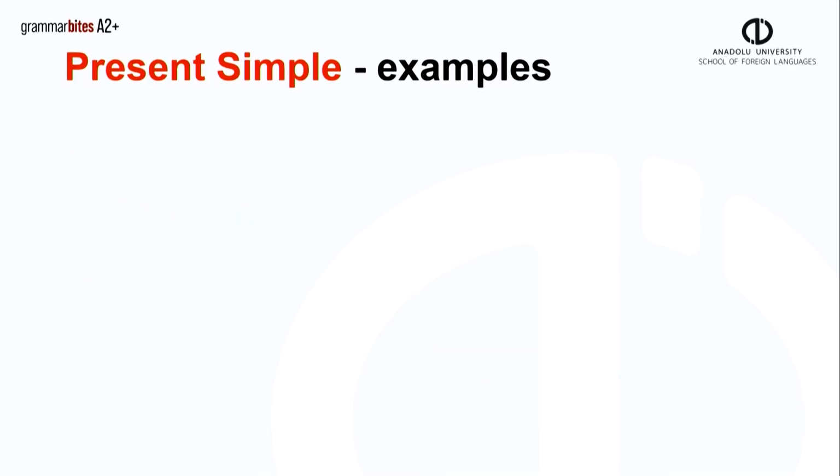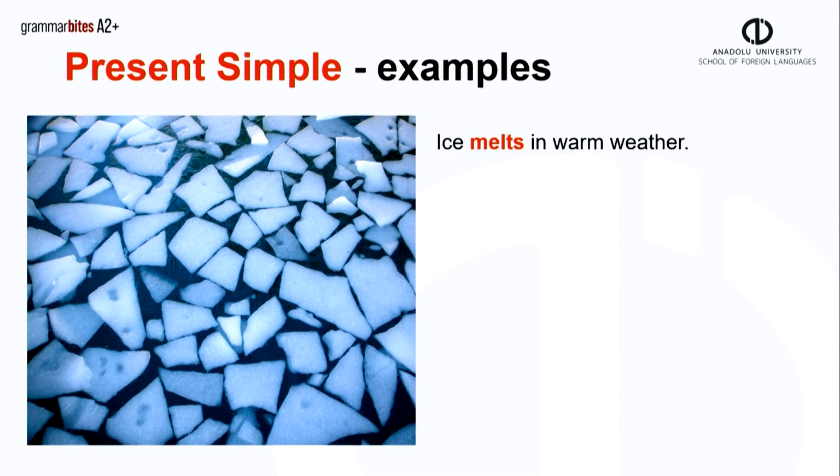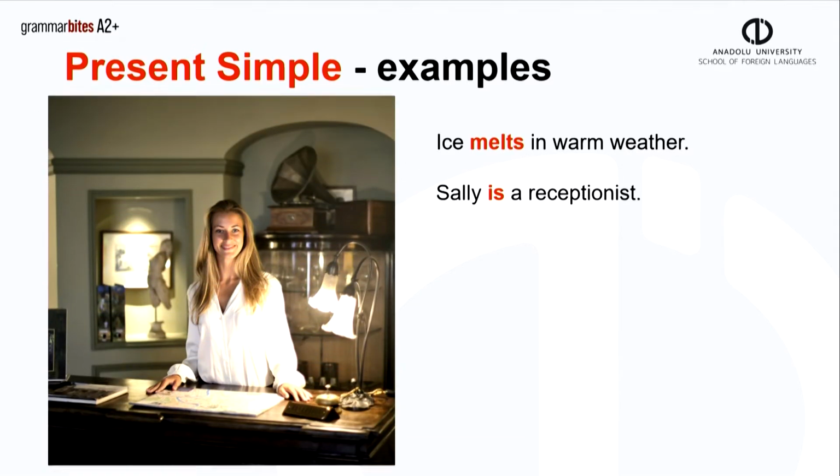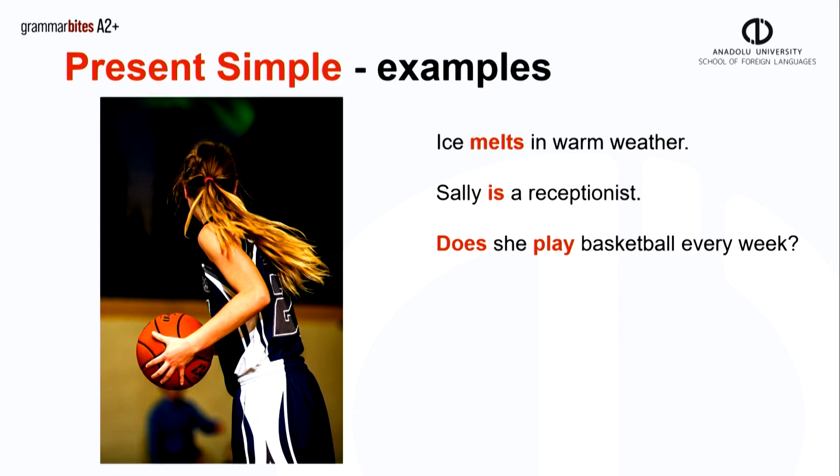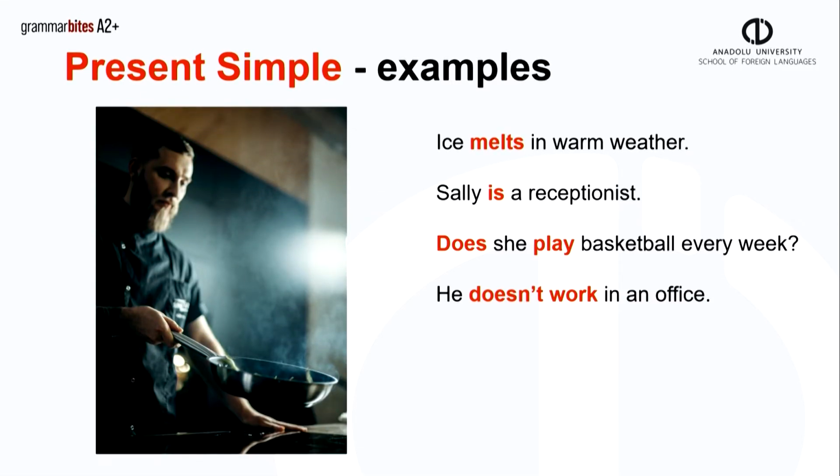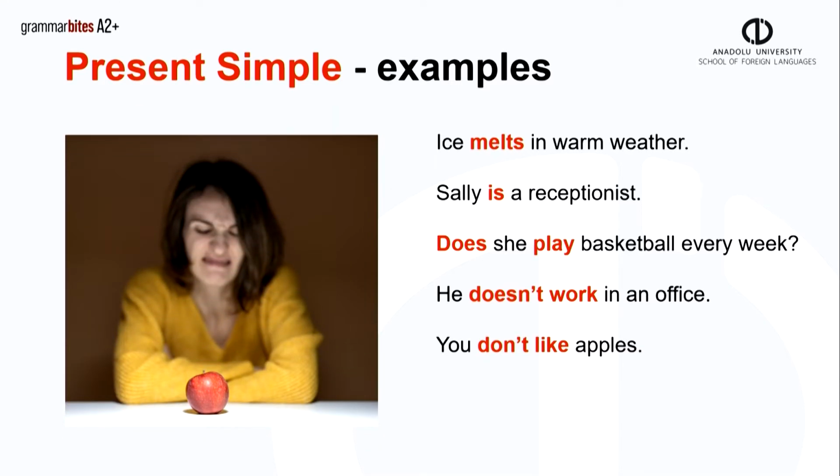Let's look at some examples of the present simple tense. Remember, we use this tense for things that are always true, for habits, and for routines. Ice melts in warm weather. Sally is a receptionist. Does she play basketball every week? He doesn't work in an office. You don't like apples.